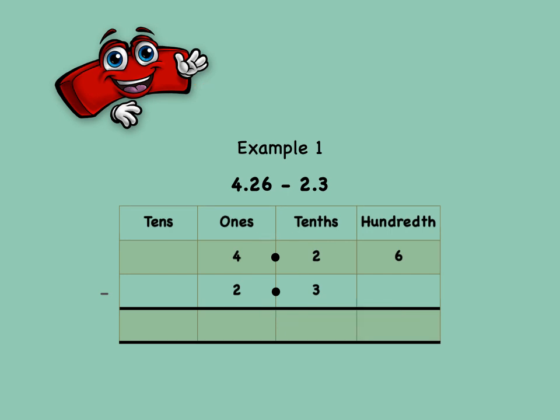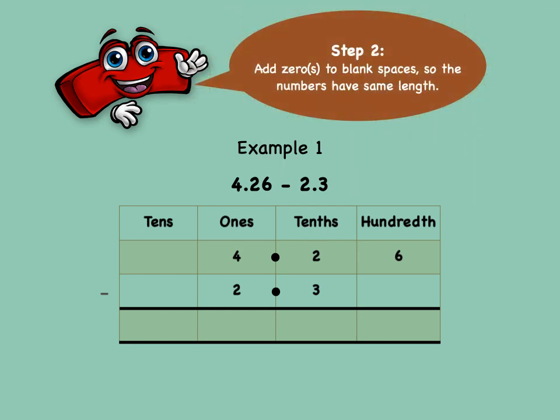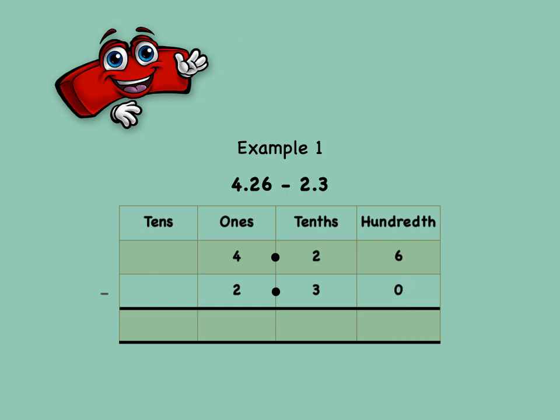Step number 2, once you have done your working like this, you put them in a column, you proceed with step number 2. You can see that there is a blank space here. So what we need to do is to add 0 to this blank space to make it easy for you to subtract, okay? All right, just put a 0 there so that you can see what it means by the same length. So here they have 2 decimal places, below here also 2 decimal places, so they have the same length, okay?